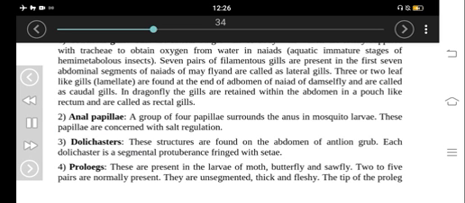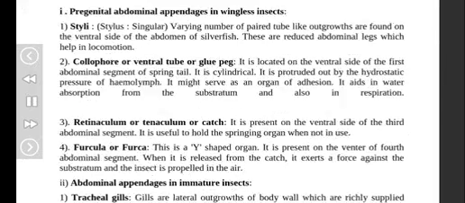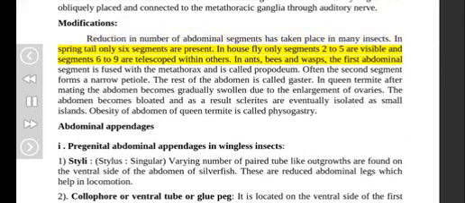Modifications. Reduction in the number of abdominal segments has taken place in many insects. In springtail only 6 segments are present. In housefly only segments 2 to 5 are visible and segments 6 to 9 are telescoped within others. In ants, bees and wasps, the first abdominal segment is fused with the metathorax and is called propodeum. Often the second segment forms a narrow petiole. The rest of the abdomen is called gaster.